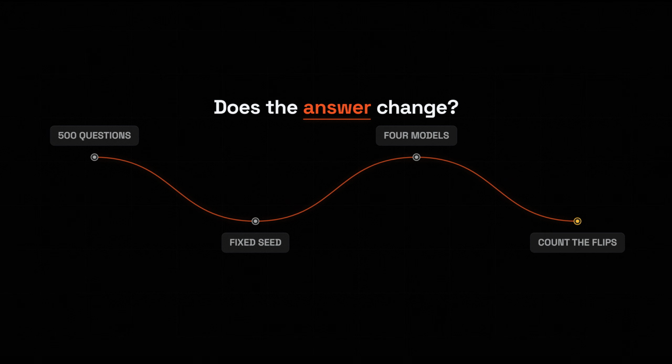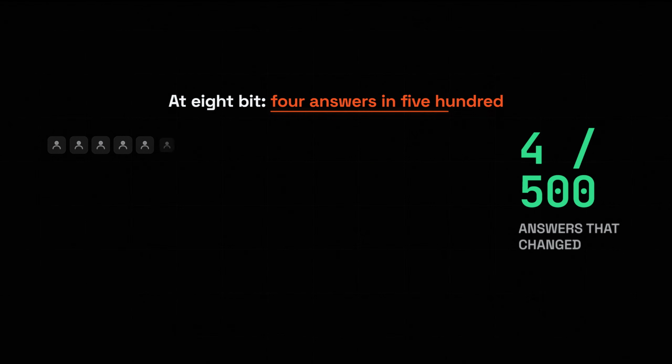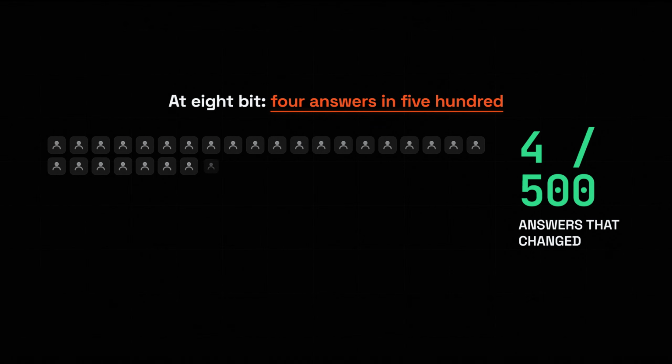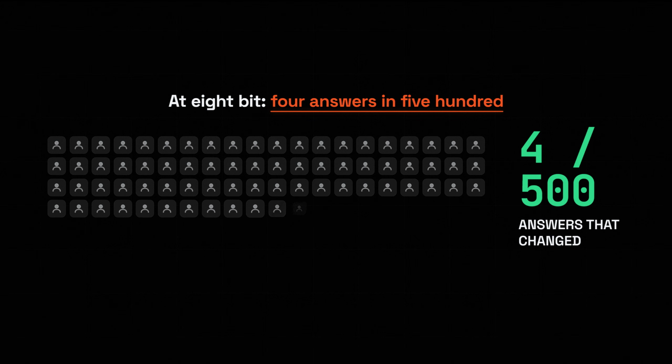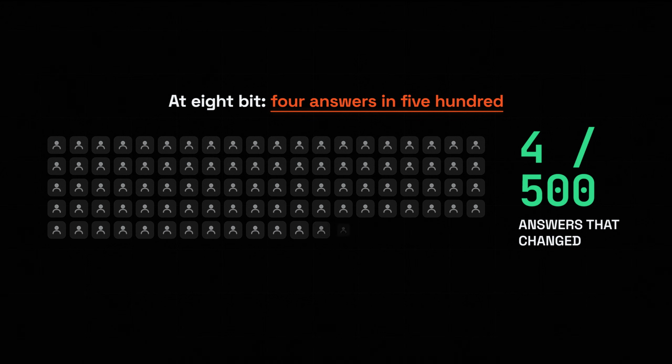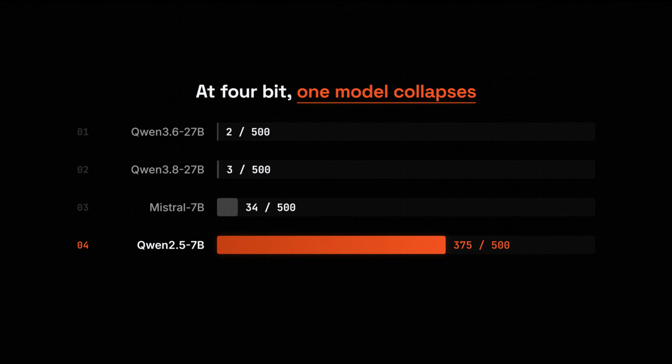Against a full precision cache, how often does the chosen answer actually change? At Q8, at most 4 answers in 500 moved, and on 2 of the 4 models, none moved at all. Across 1600 deep context comparisons out to 41,000 tokens, 0 flips. At Q4, 3 of the 4 models barely twitched. 2 answers, 3 answers, 34.